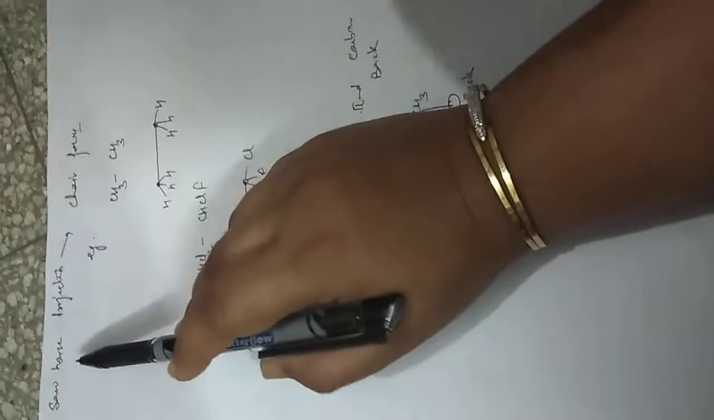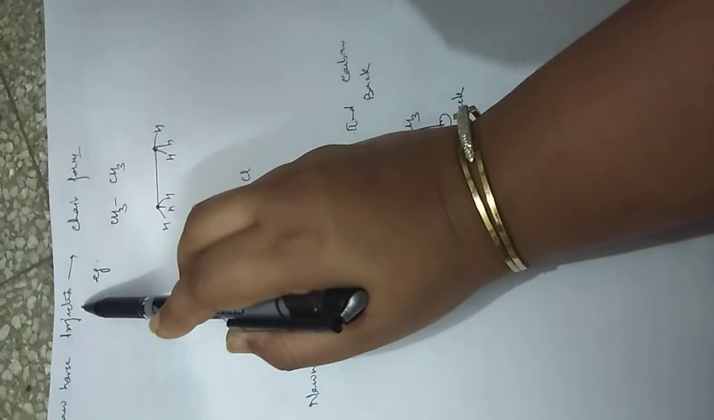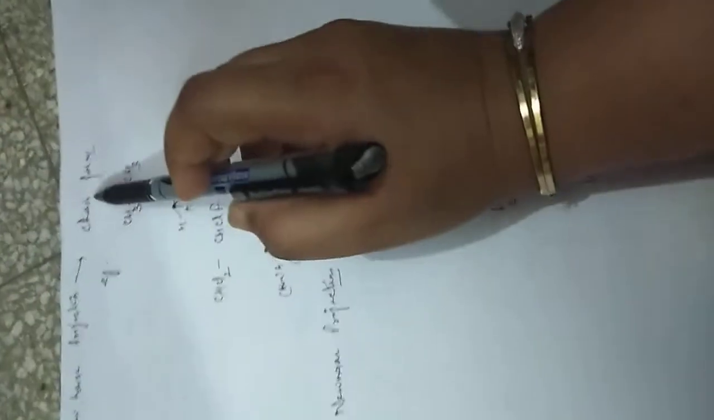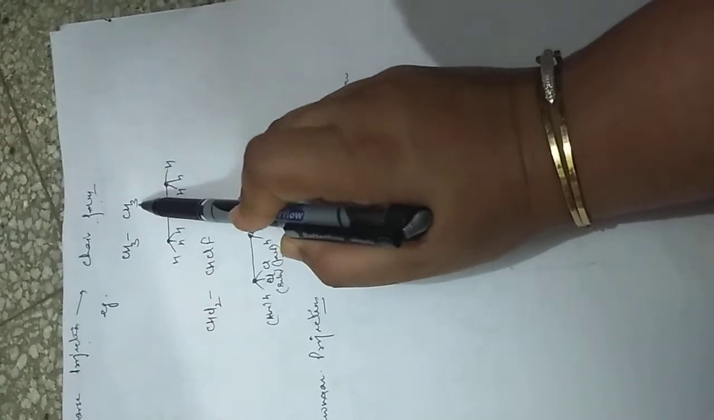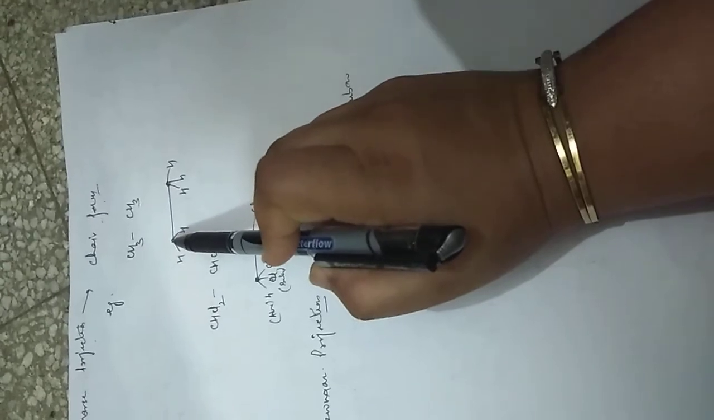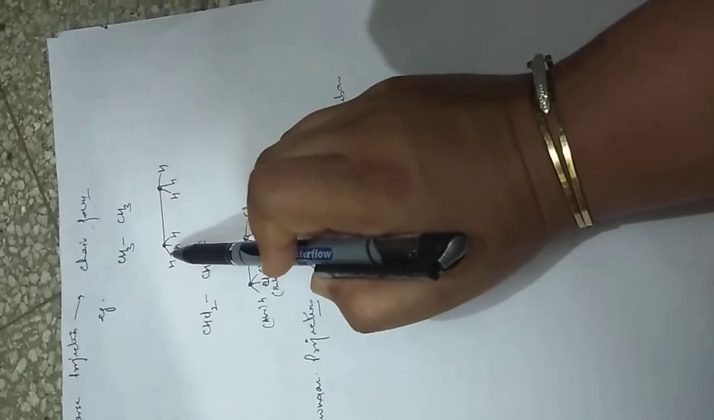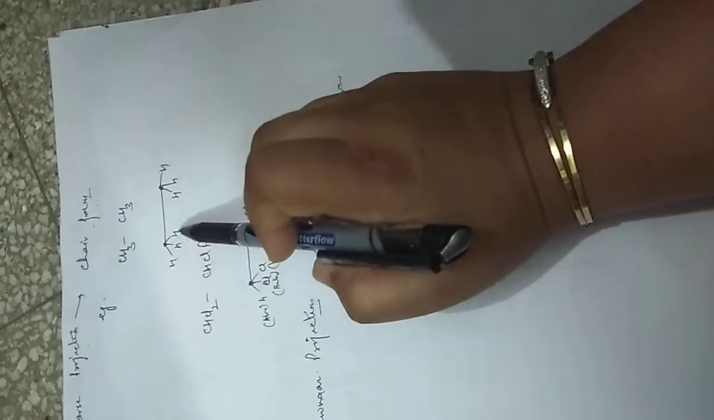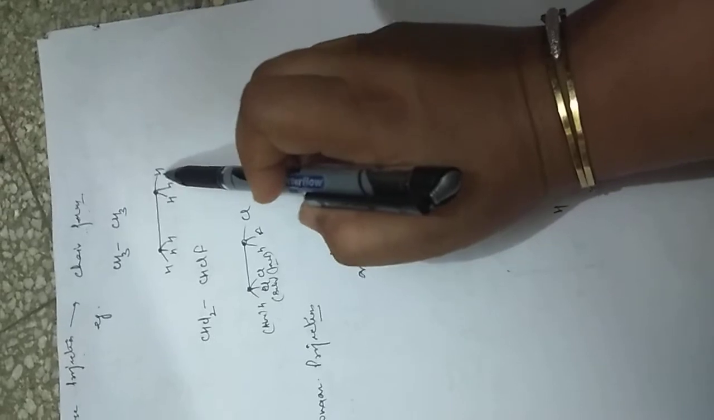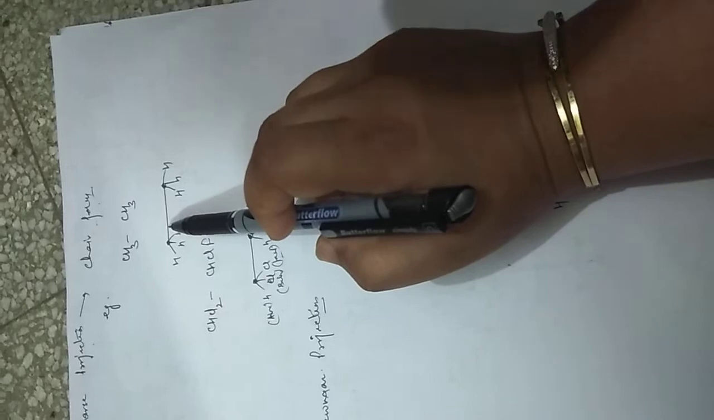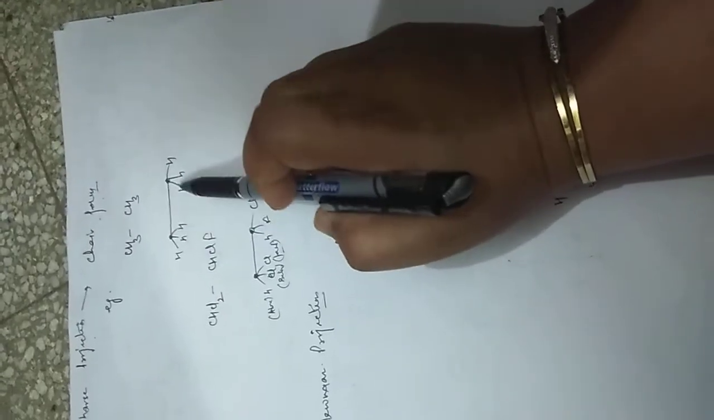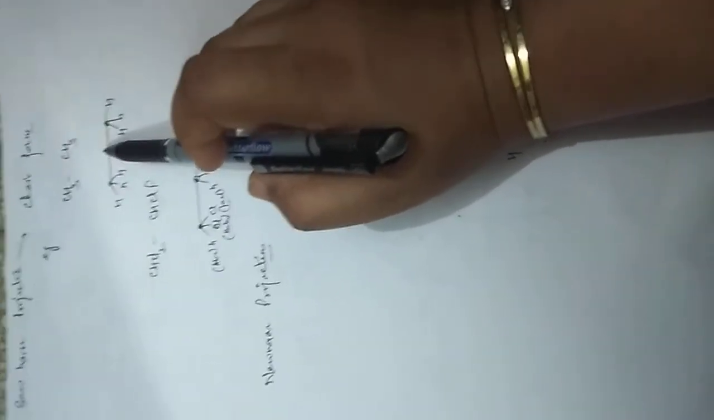Now we will discuss the Sawhorse projection. Sawhorse means chair form. Here we can take the example of CH3. This one is carbon. Here is also carbon. CH3, H, H, H, H, H, H. This is in the form of a chair, so it is called the Sawhorse projection.